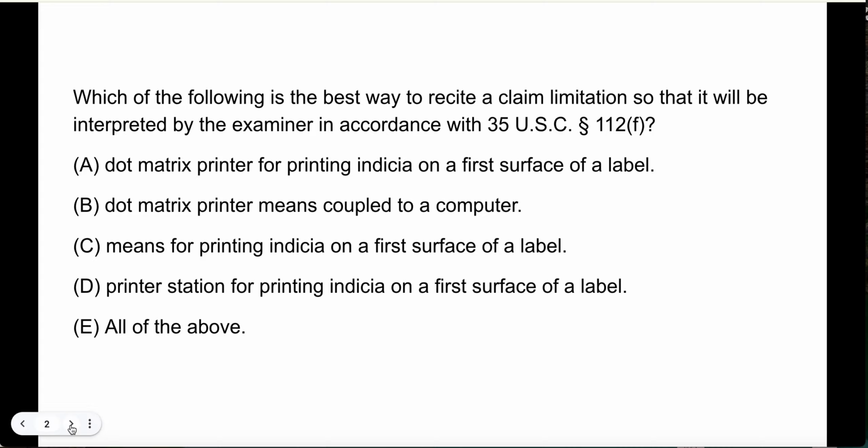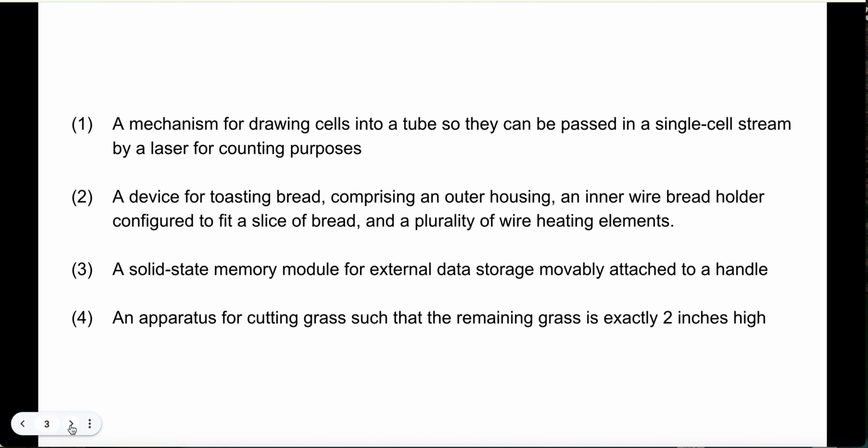They do not necessarily have to use those words, though. Courts have held that nonce terms like apparatus, device, or mechanism can all invoke 112F. The key question is whether the claim recites enough structural language to adequately describe the claim without relying on the functional language. Here's some more examples. Pause the video and decide which ones invoke 112F.